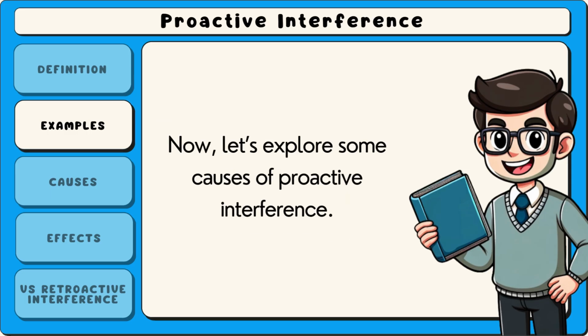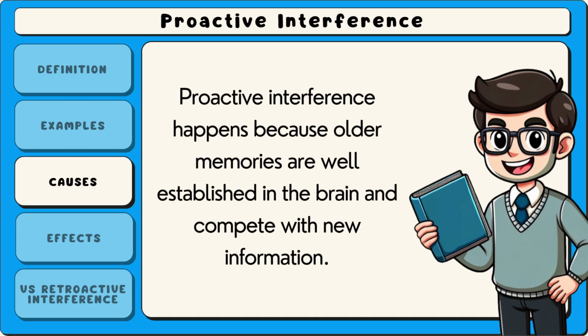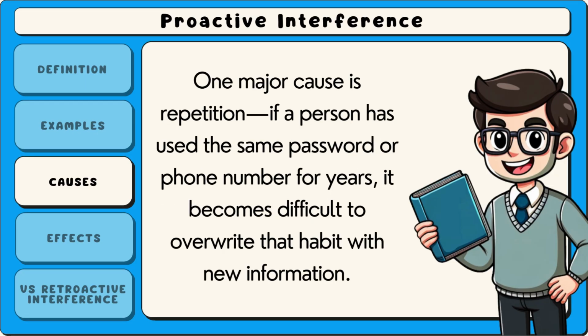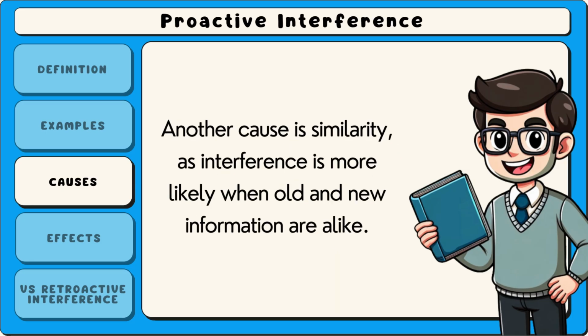Now let's explore some causes of proactive interference. Proactive interference happens because older memories are well established in the brain and compete with new information. One major cause is repetition. If a person has used the same password or phone number for years, it becomes difficult to overwrite that habit with new information. Another cause is similarity, as interference is more likely when old and new information are alike.